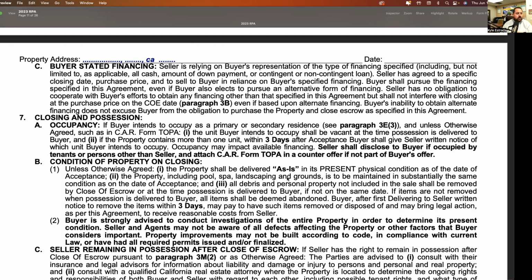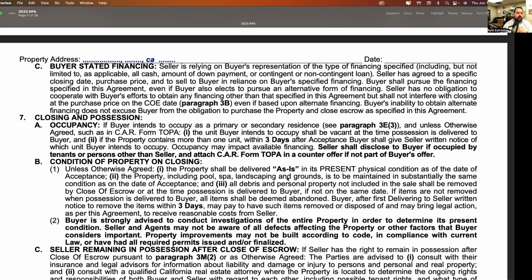Okay. Closing and occupancy. If buyer intends to occupy as primary or secondary residence, paragraph 3E3, there's that little box where you check that it's primary, secondary, or investment. Unless otherwise agreed, such as in the CAR form TOPA, the unit buyer intends to occupy shall be vacant at the time possession is delivered to buyer. And if the property contains more than one unit, within 3 days after acceptance, buyer shall give seller written notice of which unit buyer intends to occupy.